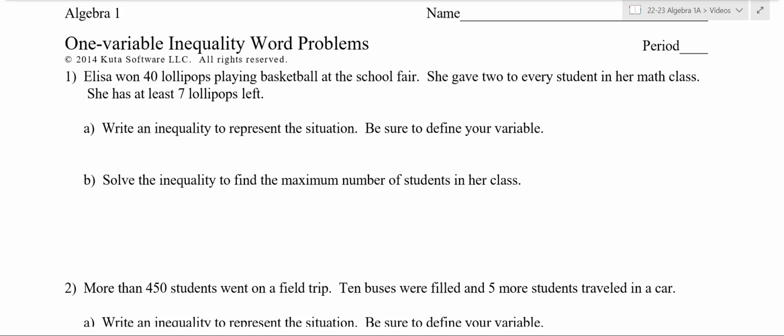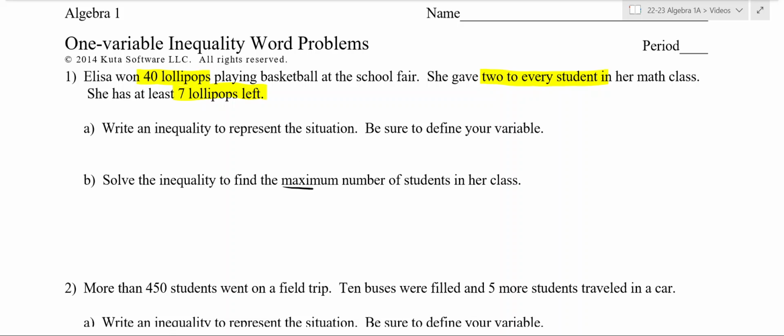Number one, Eliza has won 40 lollipops and she gave 2 to every student in the math class. And she has 7 lollipops left. So we are to write the inequality, define the variable, and solve the inequality to find the maximum number of students. Well, the questioning kind of gives it away.